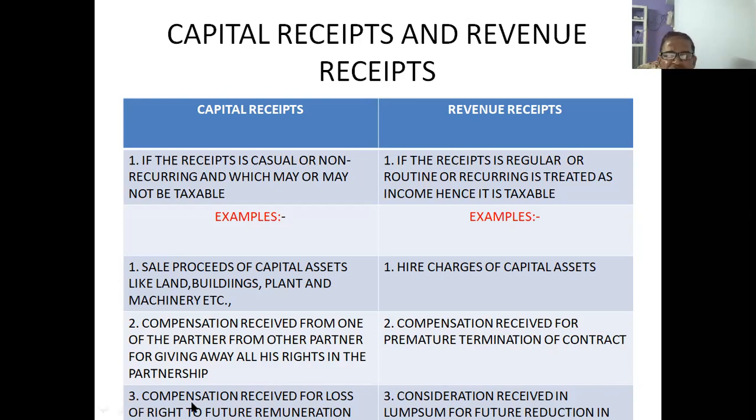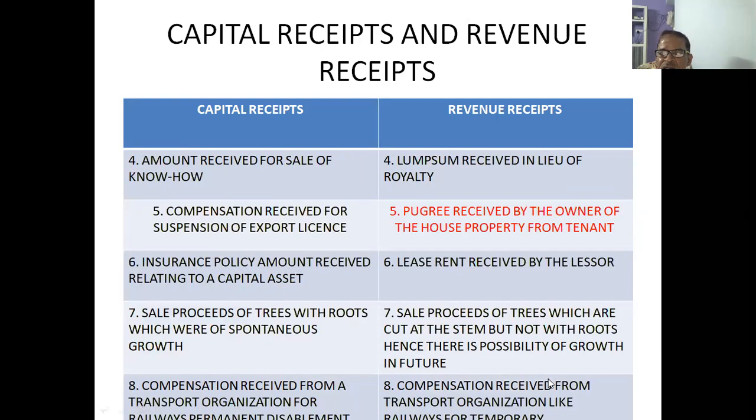Next, compensation received for loss of right to future remuneration is called capital receipt. Suppose I receive compensation for forgoing, that means I'm losing the right to future remunerations and I'm not going to receive future remunerations. For that, I'm getting compensation. That is called capital receipt. Similarly, consideration received in lump sum for future production is called capital receipt.